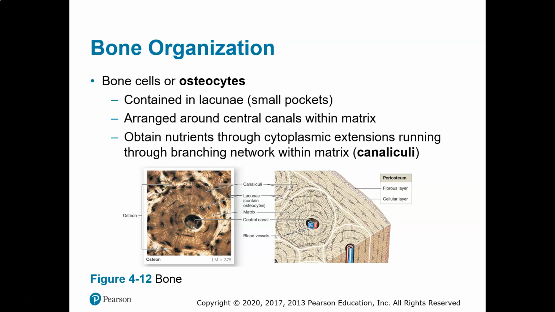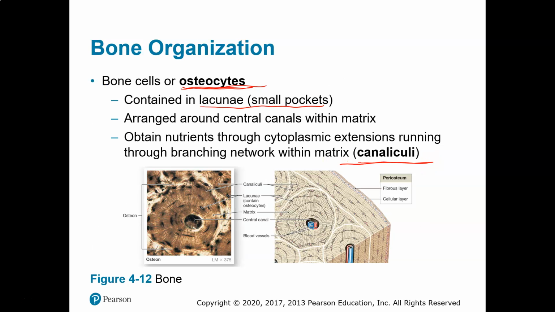All right, bone organization. Bone cells are called osteocytes. Remember, cartilage cells were called chondrocytes. So bone cells are called osteocytes. Like cartilage cells, they reside in small pockets called lacunae. They're arranged around central canals within the matrix. They obtain nutrients through cytoplasmic extensions called canaliculi.